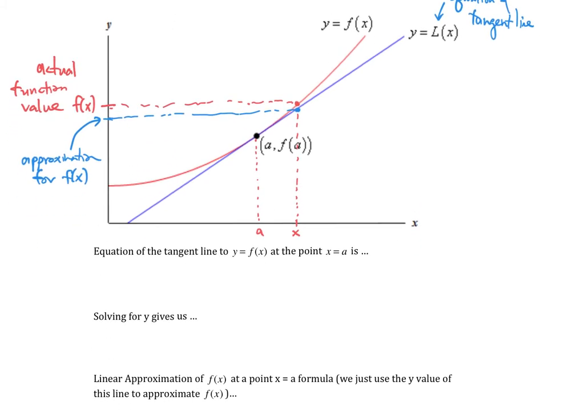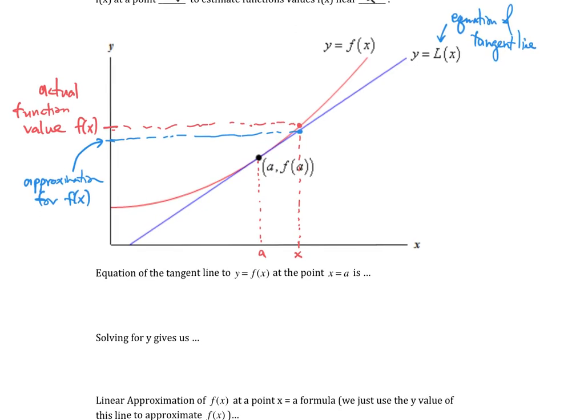Okay, so how am I going to write down my linear approximation? Well, the first thing we want to do is write down the equation of our tangent line. The equation of my tangent line is going to be y equal to mx plus b. In this particular case, I am going to use the fact that I am at the point A. We're at this point x equal to A.